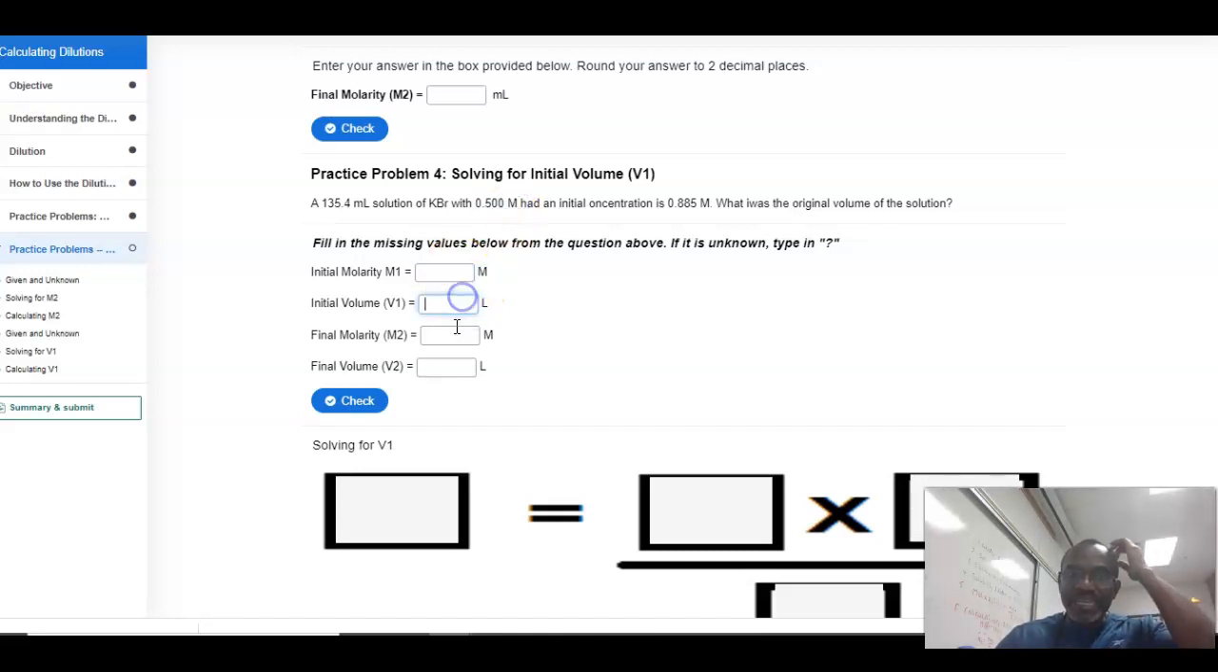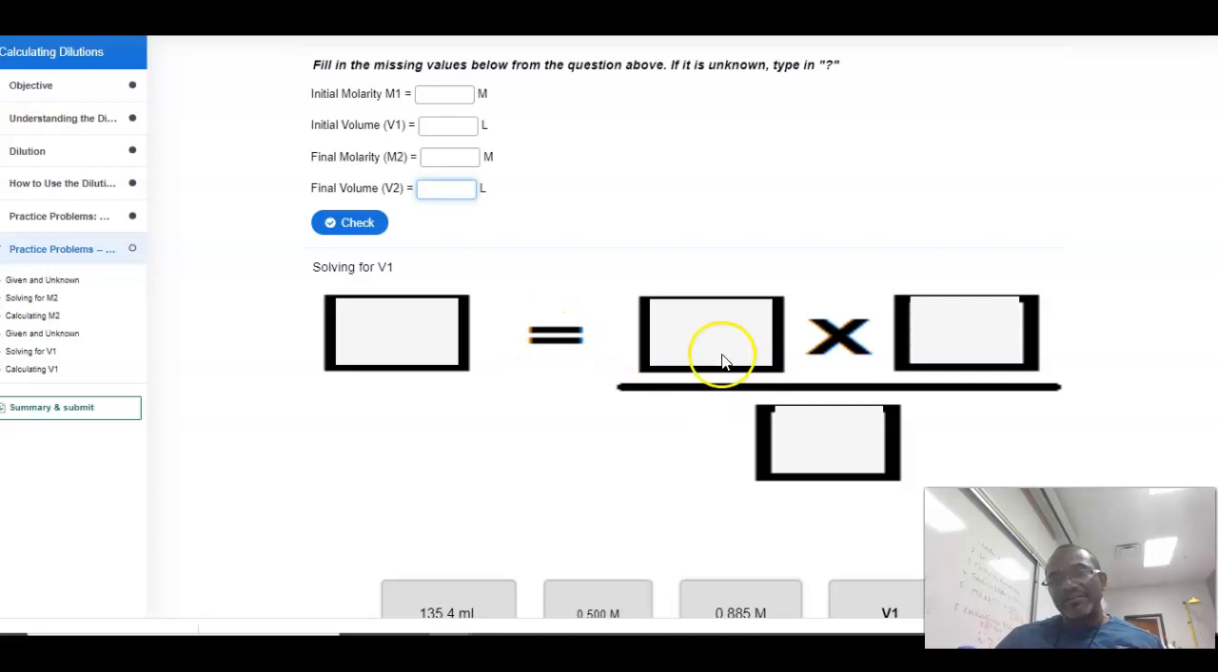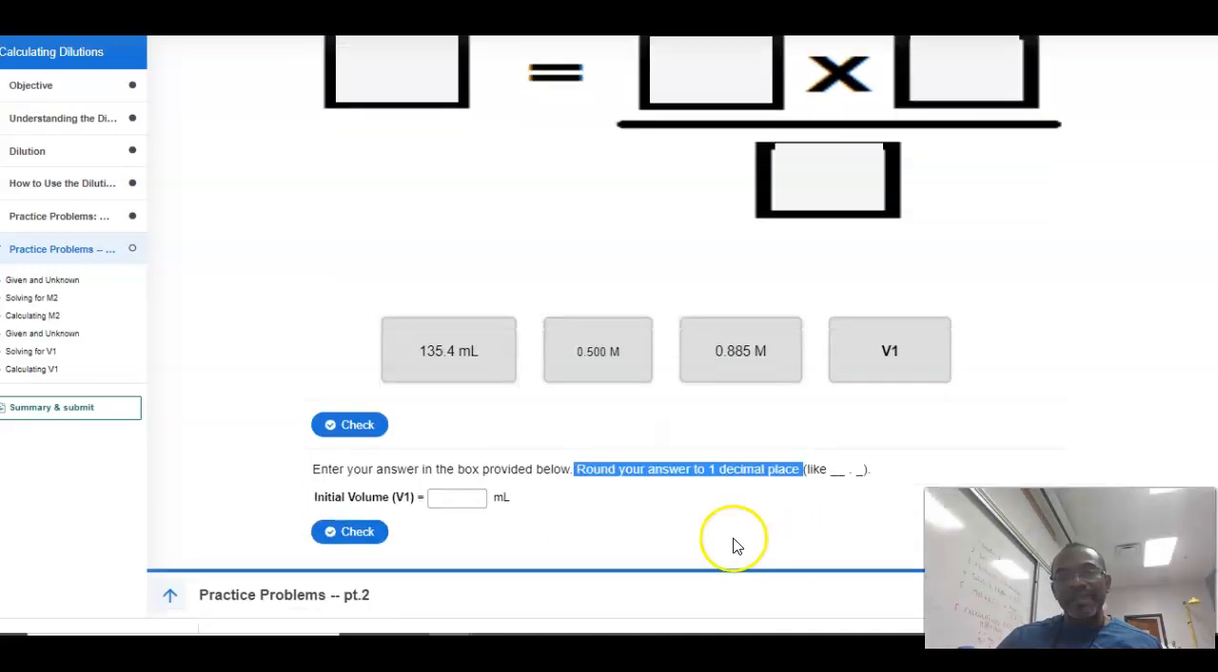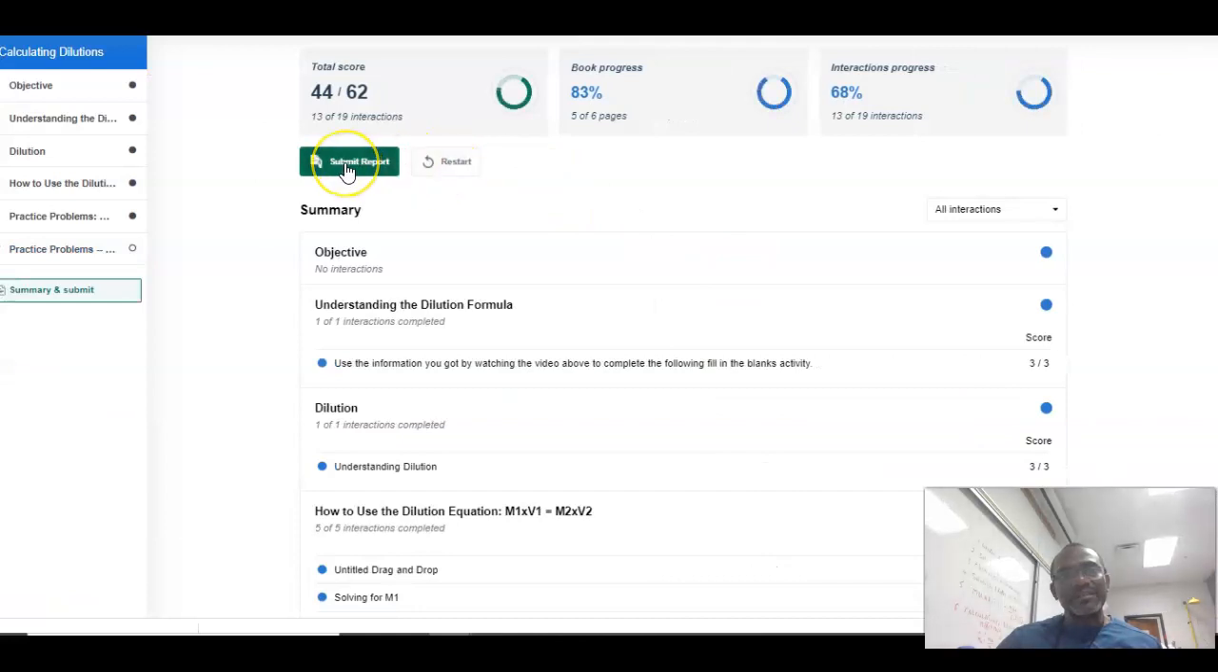You plug them in here, and then drag and drop the values into the equation to solve for V1. And then you multiply those two, divide by the one at the bottom to give you your initial volume. So make sure you round this to 1 decimal place like this one says. Okay, and then you check, and that's it. Once you're done with that, you click submit report, and then you'll be good.